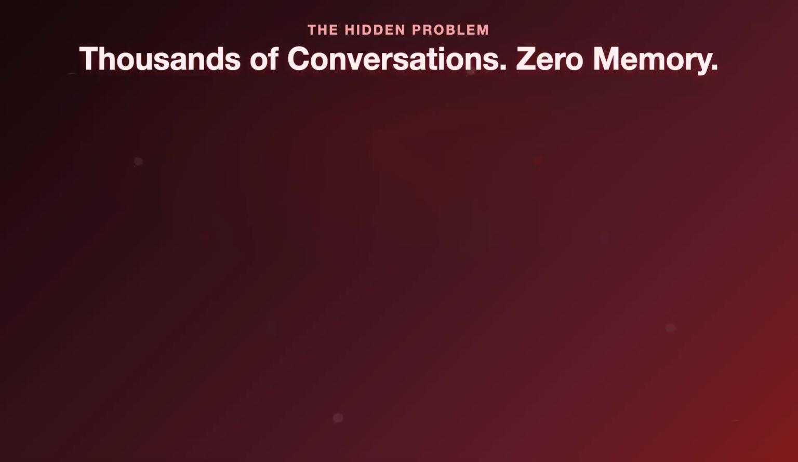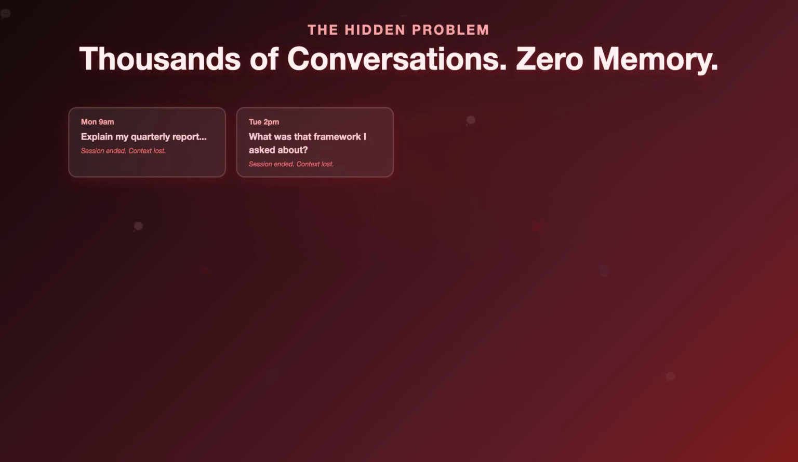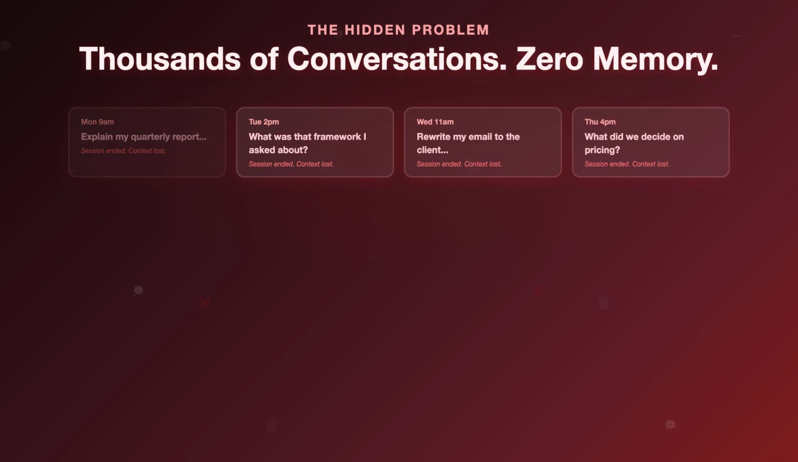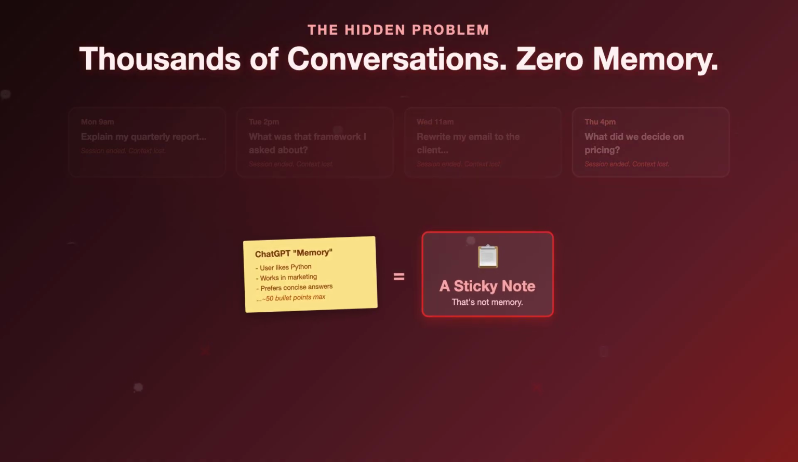Here's the problem nobody talks about. You've had hundreds, maybe thousands of AI conversations, and every single one of them is gone, vanished into thin air. ChatGPT's memory feature stores maybe 50 bullet points about you. That's not memory, that's a sticky note.